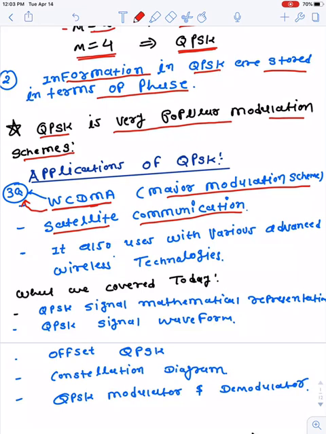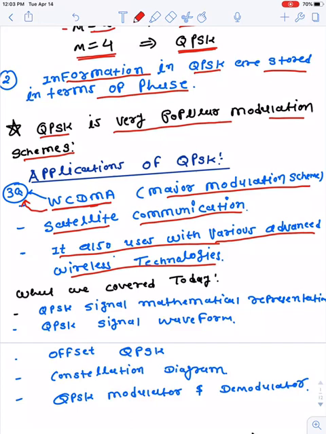Apart from this, the QPSK scheme is also part of various advanced wireless technologies running today. The wireless communication schemes in 4G and 5G also use QPSK and higher versions of the QPSK scheme. QPSK has been given special attention because it has lots of advantages, and because of that it has become a very popular and very potential modulation scheme in today's wireless communication systems.